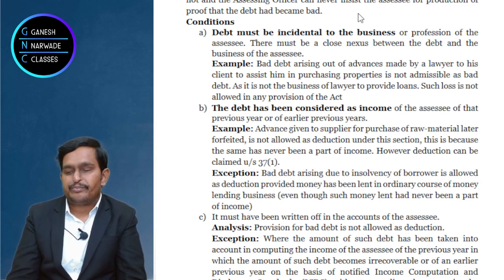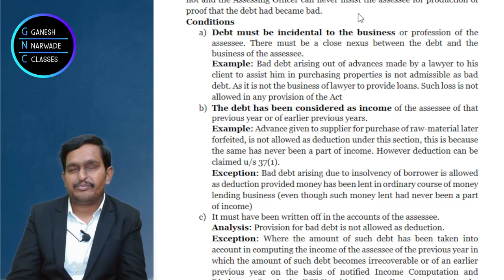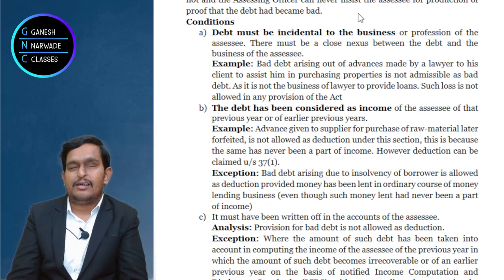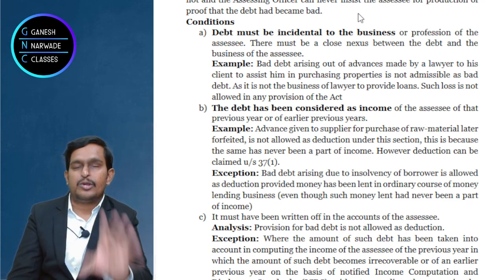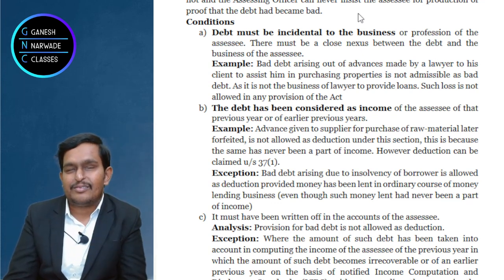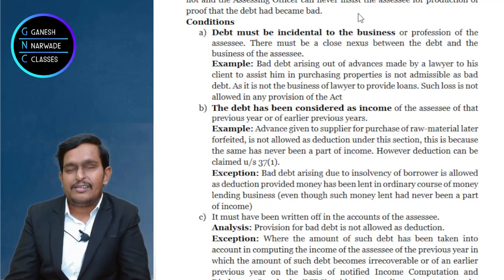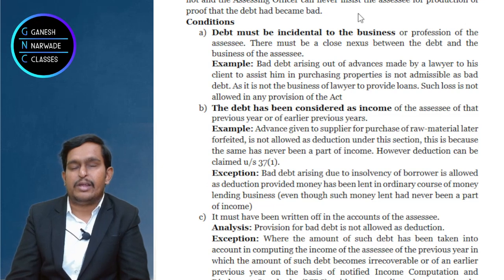Suppose, for example, you gave some advance money to your supplier, that I am giving you some advance money, you supply certain goods. The supplier closed the shop and ran away. Now you are not able to trace that person. Can we claim this loss of money as bad debts?